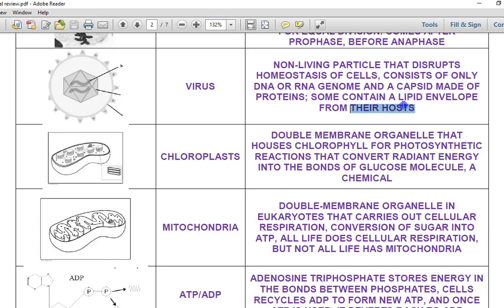Remember, viruses are not living. They don't respond to the environment. They don't grow. They don't develop. They don't need energy. They don't do any of the things that normal living cells do. So they are not living.